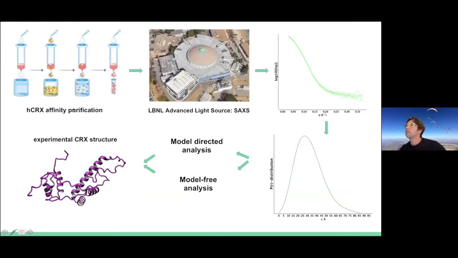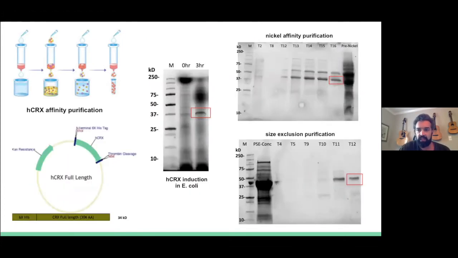The process here is expressing and purifying the human CRX protein, sending it to the Advanced Light Source, and generating SAXS data, which we have in hand now, and then using this data to do some model-free and model-directed analysis to try and get an improved structure. On the biochemistry side, my student Michael has become an expert at expressing and purifying proteins with the help of Chris Bernson. We're able to induce human CRX full-length protein in E. coli, fairly straightforward. We have a His tag on there, so we're using nickel affinity purification, in which we're able to get it fairly clean, and then we can further purify it using size exclusion. At this point, this is what we're sending off to get beamed.